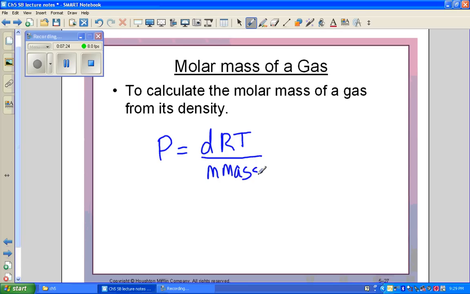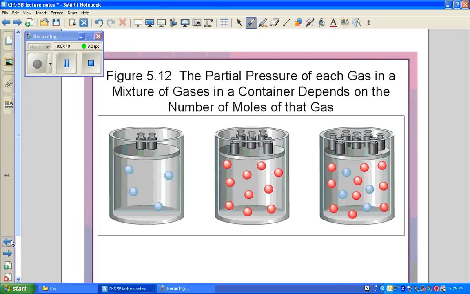So we are going to be doing this with a non-volatile liquid, and we're going to take a look at how this interaction takes place. Now, it has to do a little bit with some of the pressure, and we cannot forget about the kinetic molecular theory of gases, which is what we're going to talk about next. It says the partial pressure of each gas in a mixture of gases in a container depends on the number of moles of that gas. Now, notice I did not say anything about the identity.